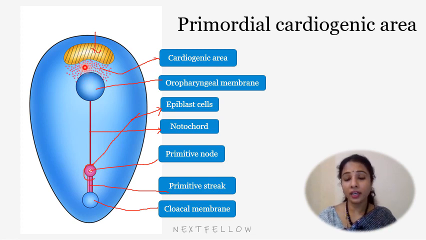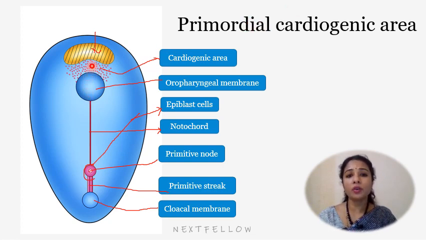It is an area in the cranial end of the trilaminar germ disc embryo. So we know by the third week the trilaminar germ disc forms. So between the septum transversum, this yellow one is the septum transversum, and here is the oropharyngeal membrane, the part between them forms the cardiogenic area. So the part of intraembryonic coelom overlying this area forms the pericardial cavity, and the splanchnopleuric mesoderm underneath the pericardial cavity forms the heart tube.